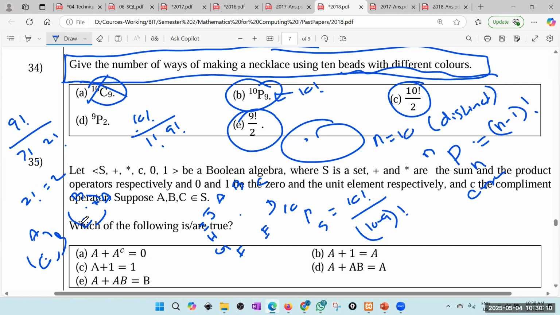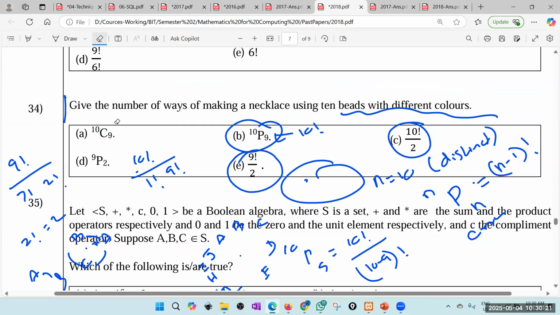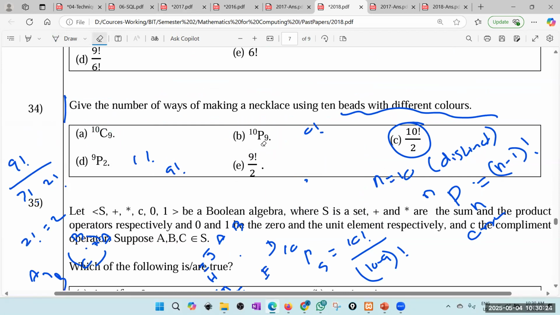Okay, shall we put it into ChatGPT? Because still I feel like it should be factorial 9. Number of ways of making a necklace using 10 beads with different colors. Okay. So shall we give it to ChatGPT and see? Because my answer is still factorial 9, not factorial 9 divided by 2.